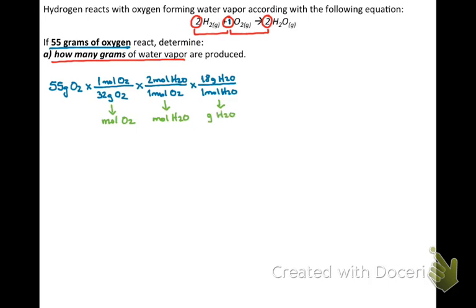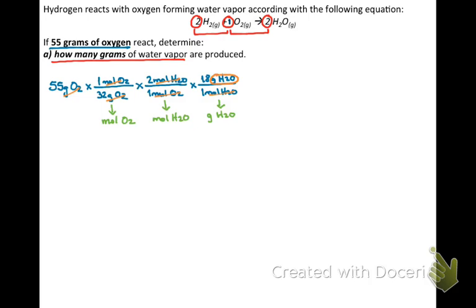You can see this clearly by cancelling units. Grams with grams, what remains is moles. Then moles of O2, what remains is moles of H2O. And then moles of water with moles of water, what remains here is grams of water.